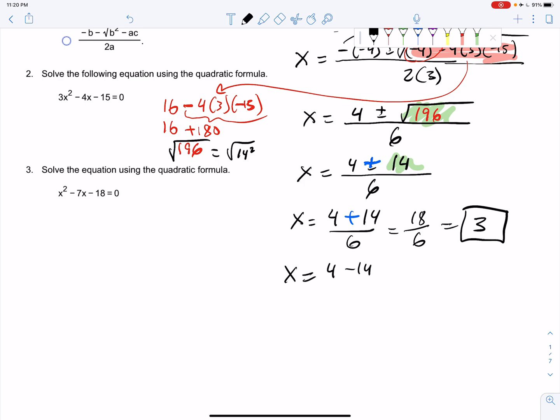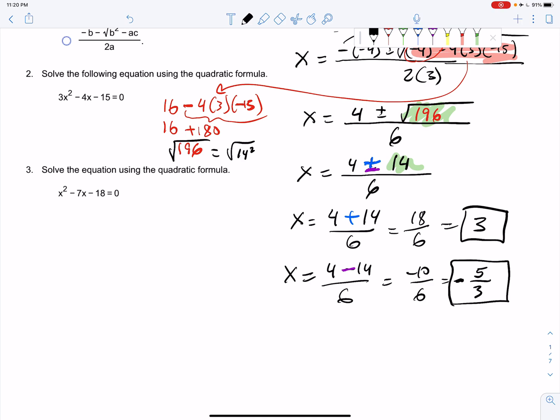And the other answer is obtained by taking 4 minus 14. Let me use some color on that. 4 minus, there's my minus sign, right? So minus 14. And that is all over 6. Of course, 4 minus 14 is a negative 10 divided by 6. That's going to reduce down to, let me rewrite that, a negative. 2 goes into 10 5 times, and 2 goes into 6 3 times, so negative 5/3. Okay, and there's the solution.